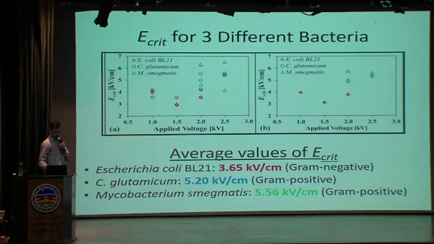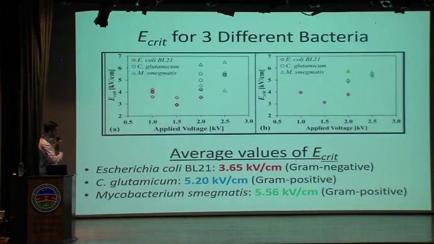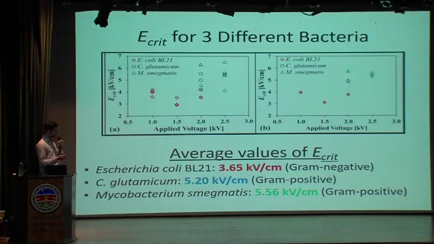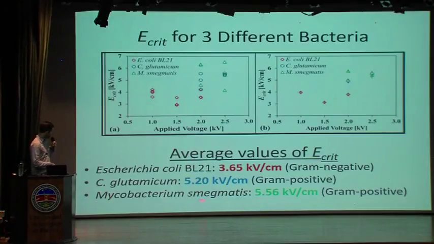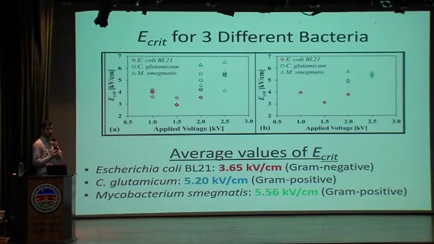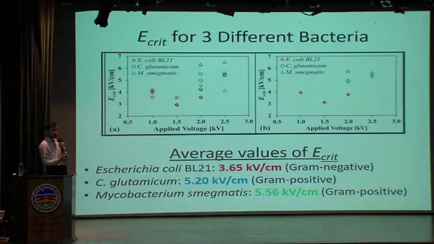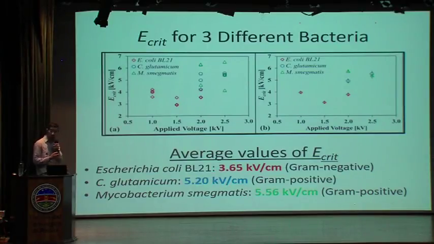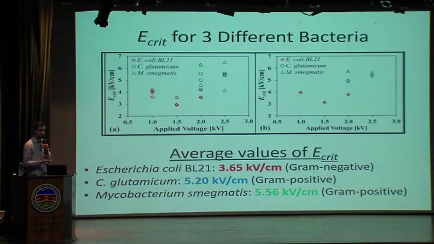Corynebacterium glutamicum is used to make a variety of different products, vitamins, amino acids, etc. And Mycobacterium smegmatis is used as a model organism to study tuberculosis. And what we're seeing is that there's a fairly well-defined minimum electric field for each bacterium.